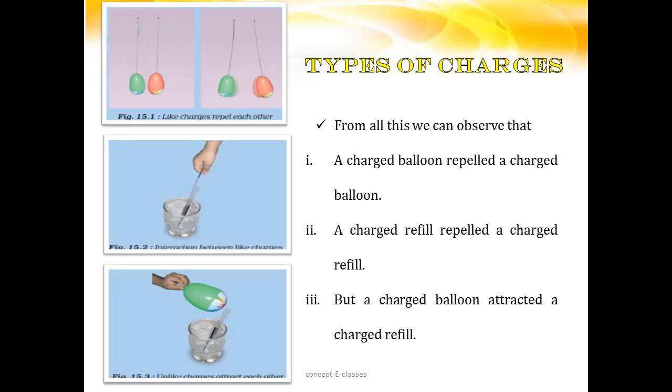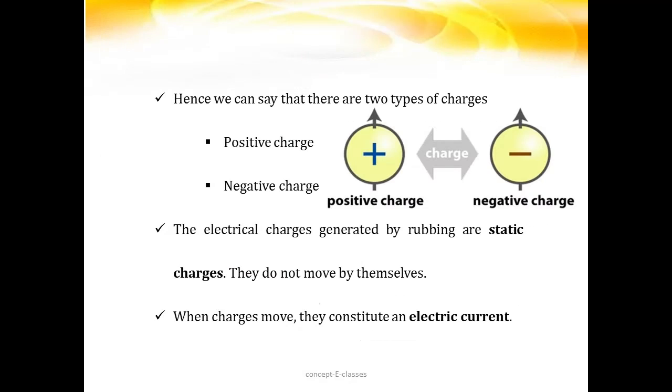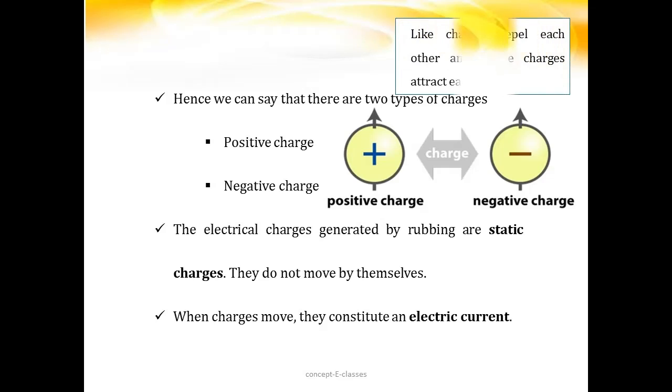So let's see what the types of charges are. The two types of charges are positive charge and negative charge. Hence from these observations, we can say that like charges repel each other. That is, if we bring two objects, both positive or both negative, they repel each other.